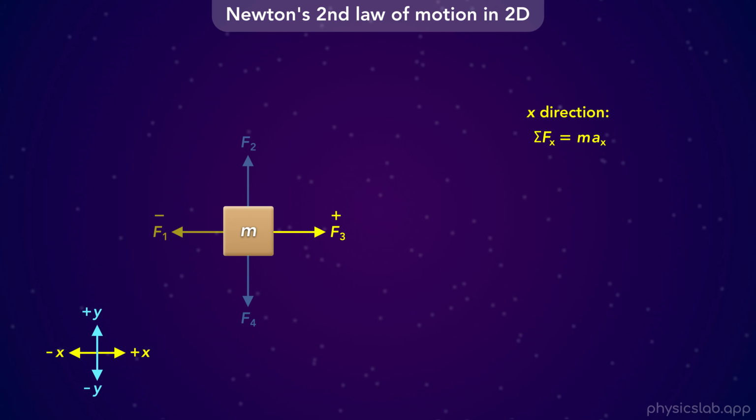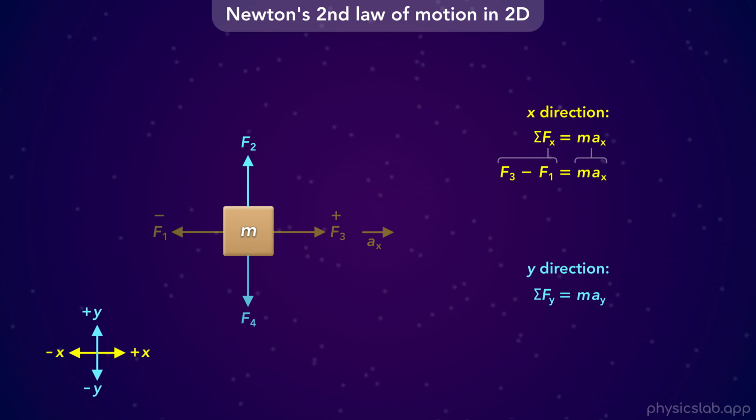positive. So we can write the net force as negative F1 plus positive F3. The order doesn't matter, so we could write positive F3 plus negative F1. Again, we're adding the forces, but each force might be positive or negative based on its direction. You can also think of it as adding all of the positive forces to the right, and then subtracting all the negative forces to the left. But either way, this is the net force in the x direction, which is equal to the mass times the acceleration in the x direction.